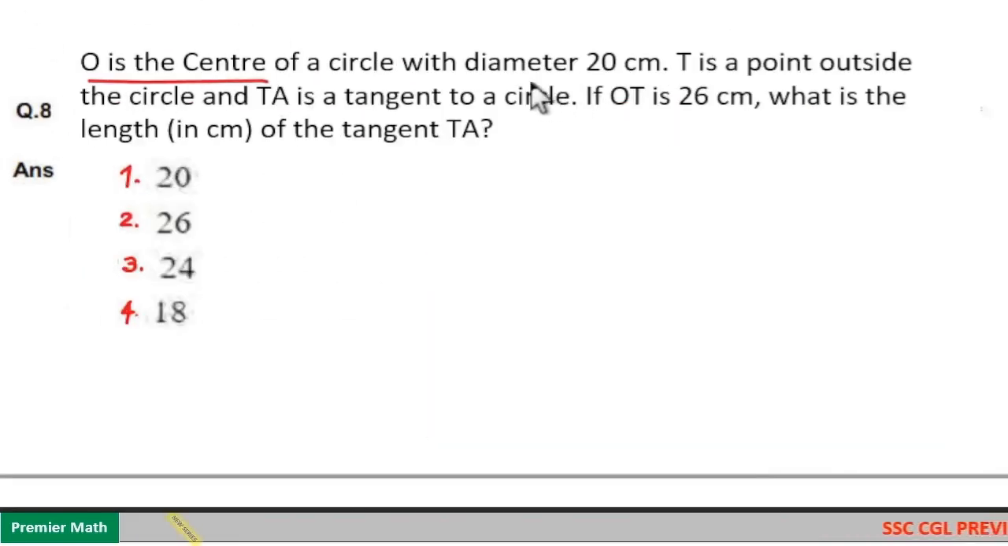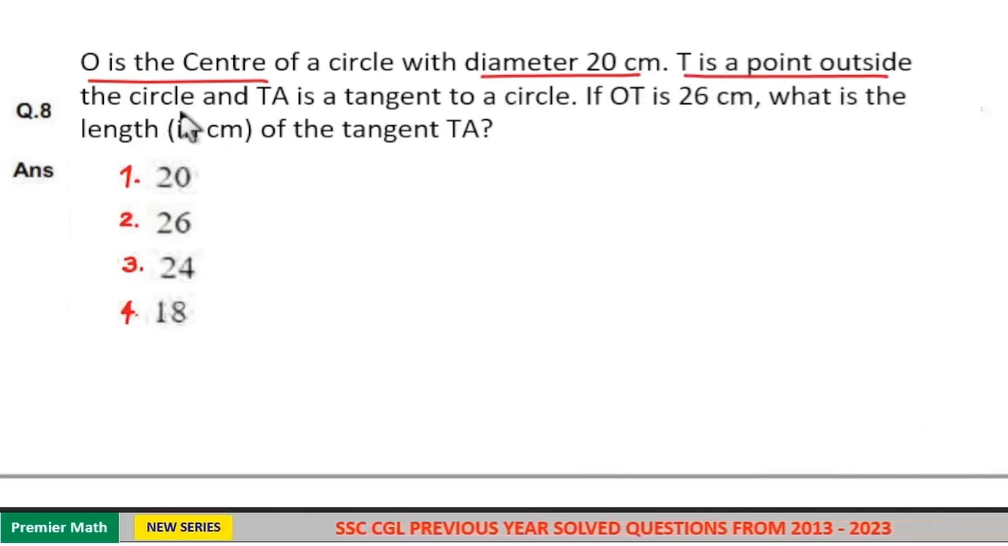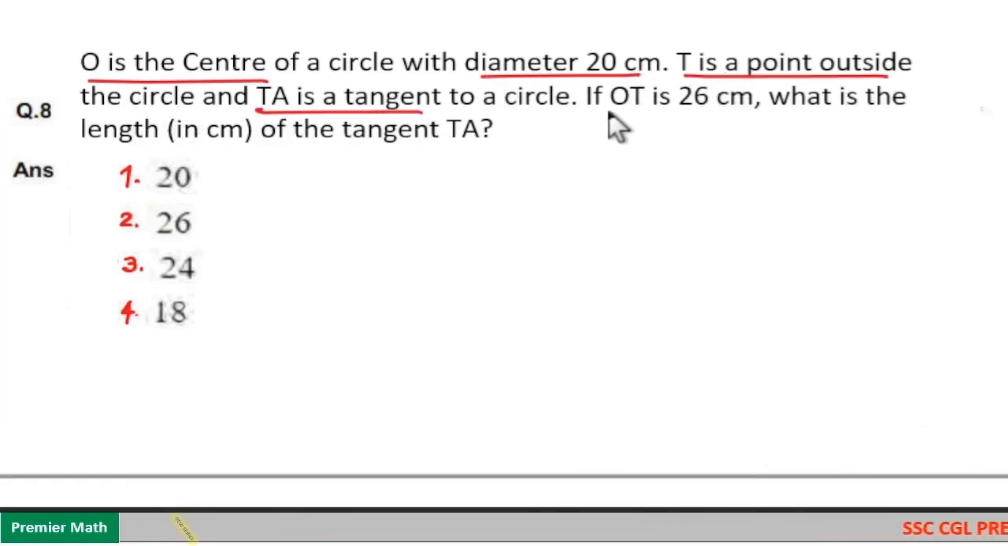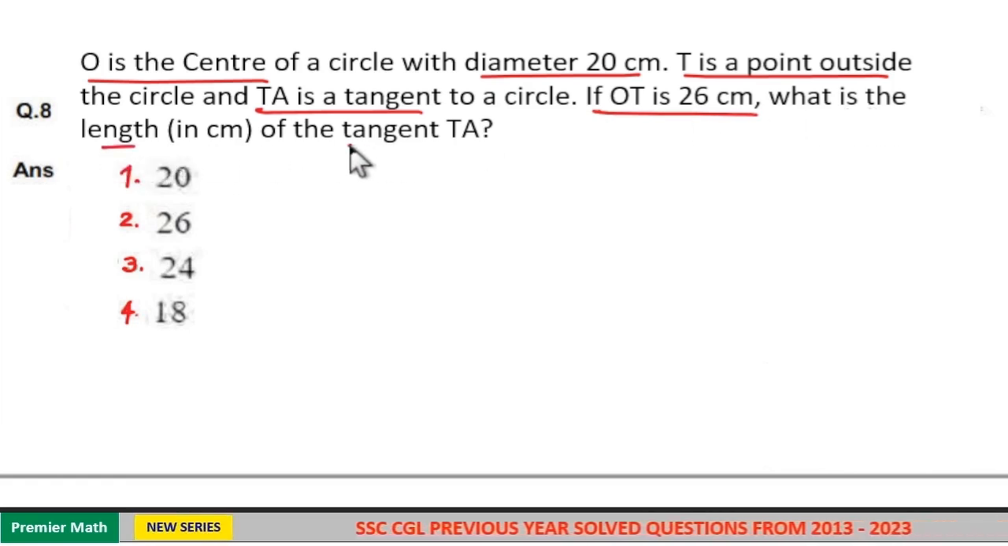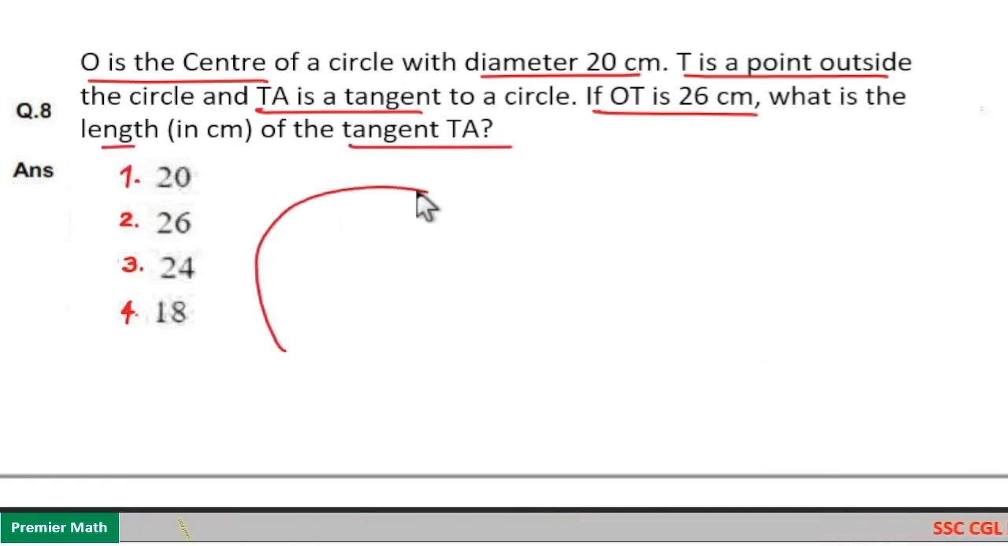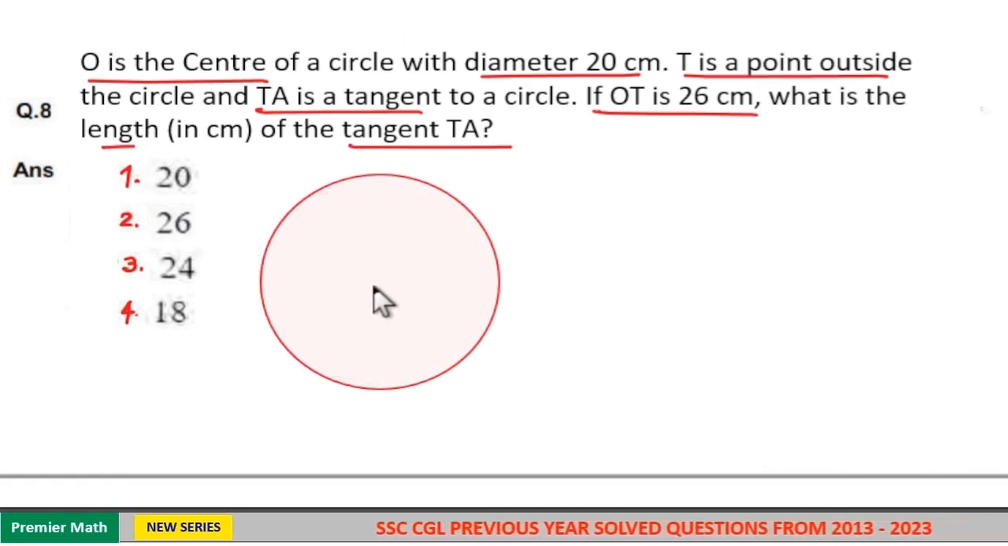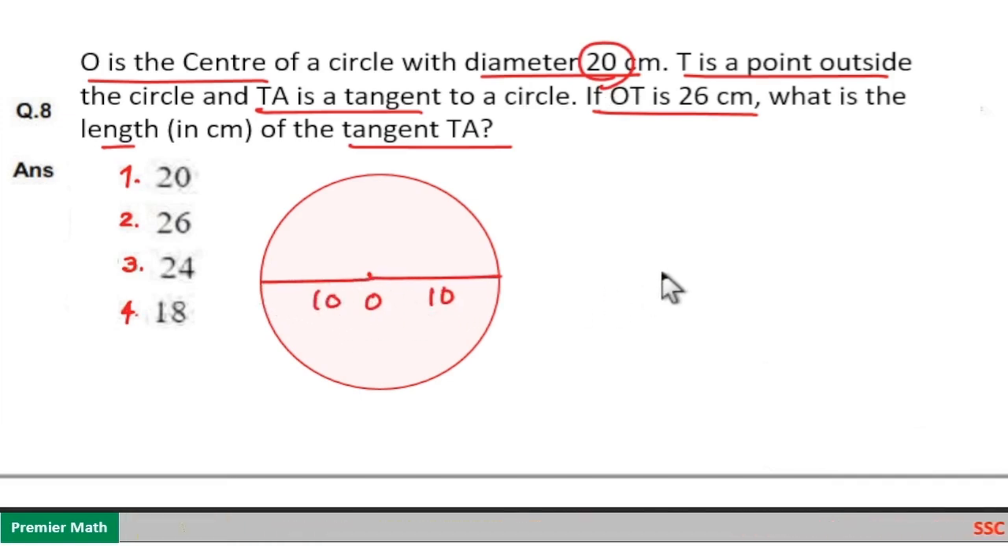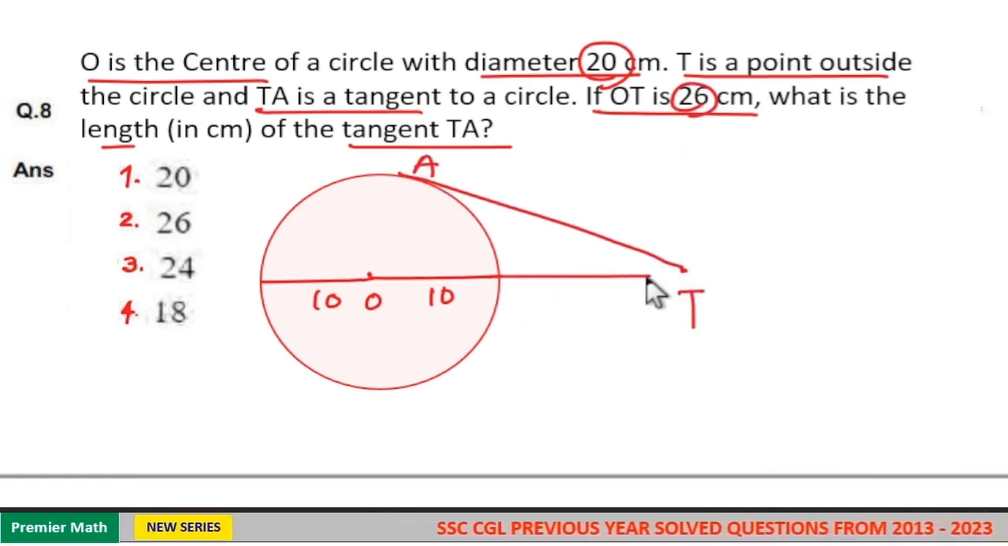O is the center of a circle with diameter 20 cm. T is a point outside the circle and TA is tangent to a circle. If OT is 26 cm, what is the length of tangent TA? Here, this is the circle with center O. Now, diameter is 20 cm. And T is a point outside the circle and TA is a tangent. And here OT is 26 cm.